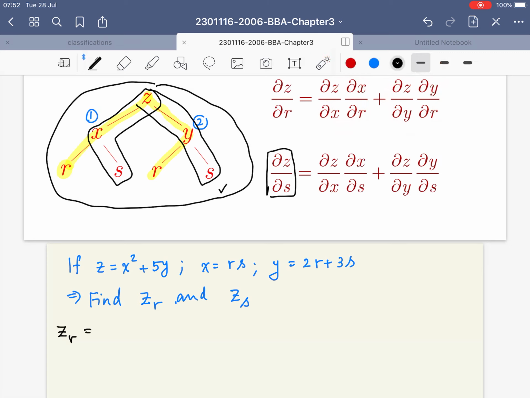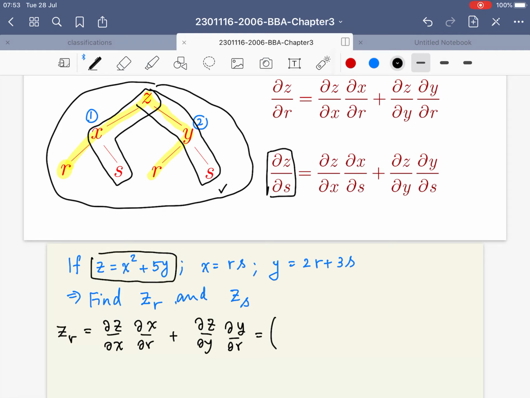All right, so this one is dz by dx and dx by dr, together with dz by dy and dy by dr. Let's look at it. Dz by dx, so we concentrate on this one. You have 2x, and then dx by dr. The derivative goes directly to your r, so it will become 1, right? This one, dz by dy, you have a 5, and then dy by dr, you've got a 2.